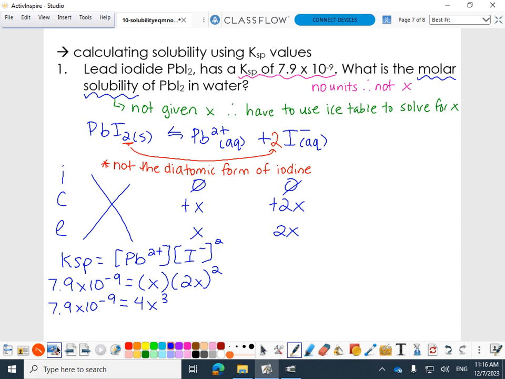Now, many calculators have a cubed root button, so you can do, again, as one step, this divided by 4 and then take the cubed root of the answer. It's really up to you. But you have to make sure that you're doing the proper math. You have to divide by 4 first.